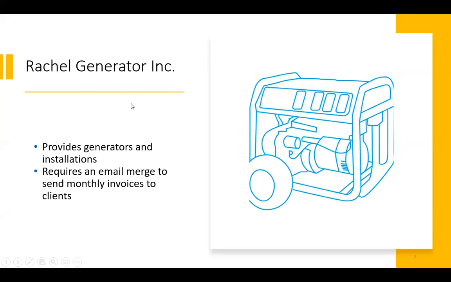Today, we're going to look at a fictitious company called Rachel Generators. They provide generators and installations to companies across America. They are in need of an email merge to send monthly invoices to their clients. Each client can have 1 or more deals, which are opportunities in Salesforce, and we need to generate a separate invoice for each of those deals.